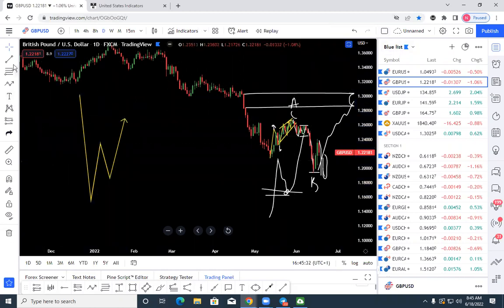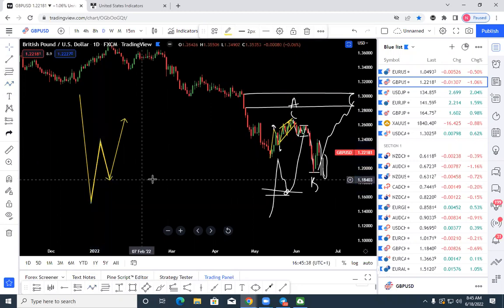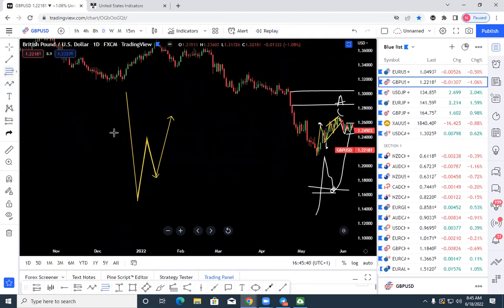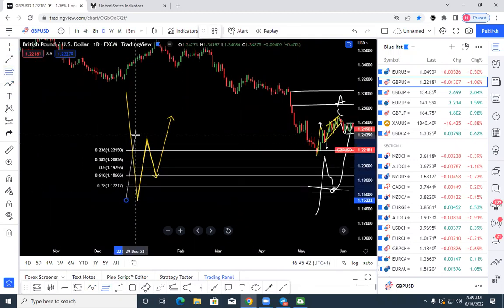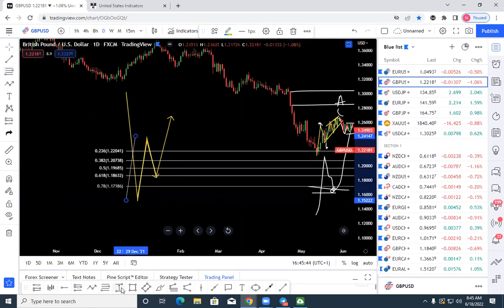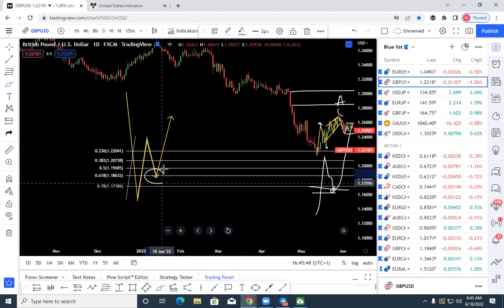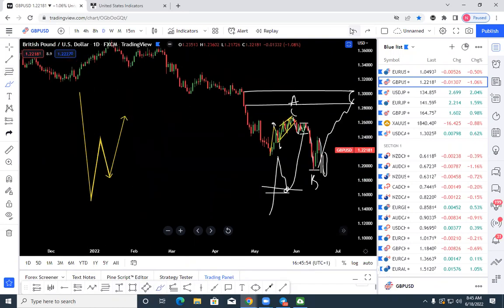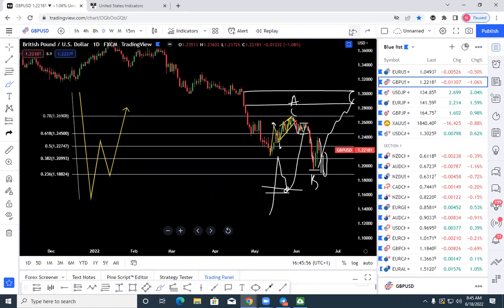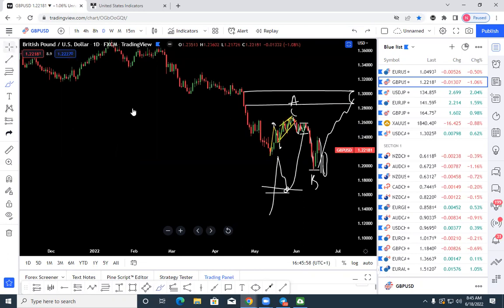And then the A leg of a zigzag, which is this leg, guys, must be retraced to 50%. Can you see? So when you take a fib of the A leg that is impulsive, you see 50 to 61.8%. That's the retracement level, guys. And you have this boom to the upside. That is what you should expect. So now let's move on.